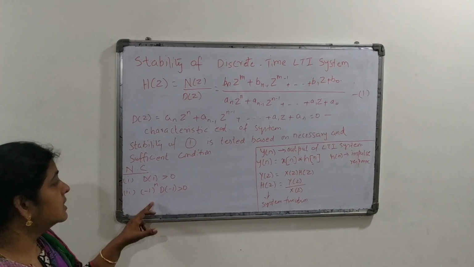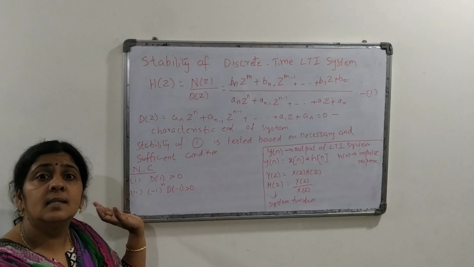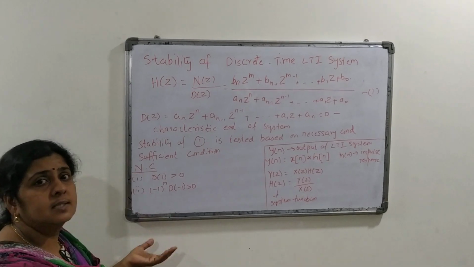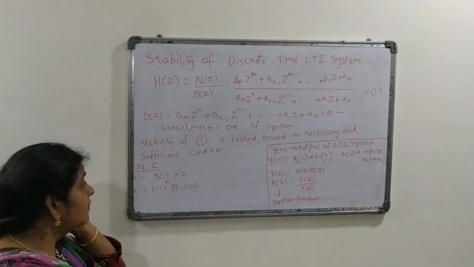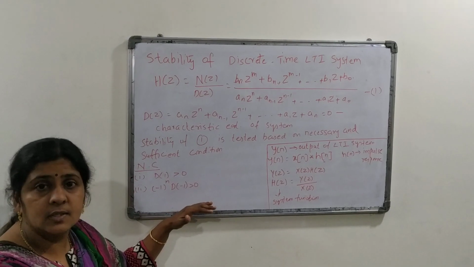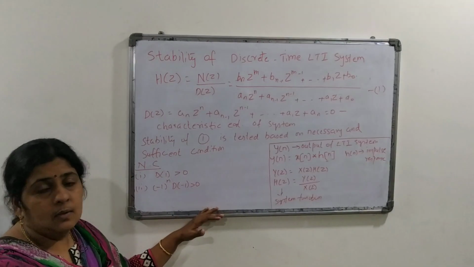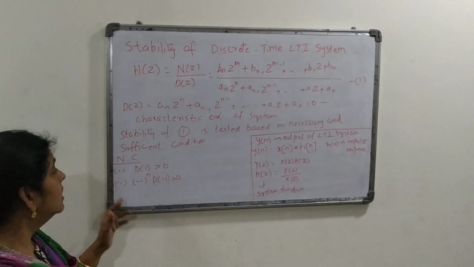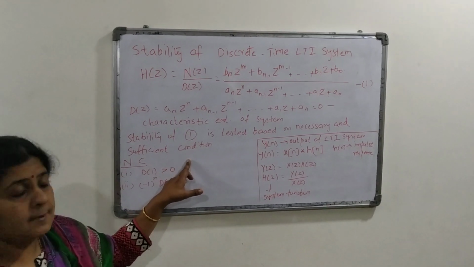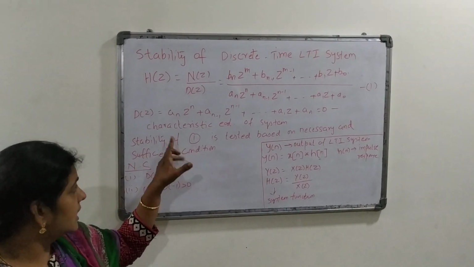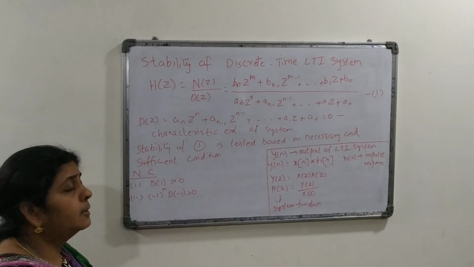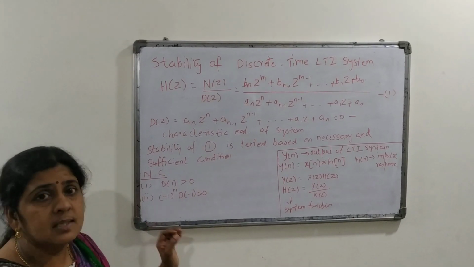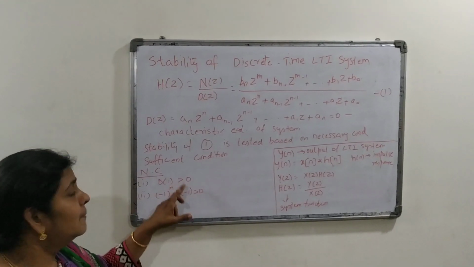If these two conditions are satisfied, then the necessary conditions are satisfied. If any one of them is not satisfied, then we say the system is unstable. When they ask you only about the necessary condition, you have to talk about these two. But to talk about the stability of the system function, we also have to go with the sufficient conditions. For sufficient conditions we have different methods, but here we adopt one particular method, Jury's method or Jury's table, to find out whether the system is stable or not. So these two are the necessary conditions.